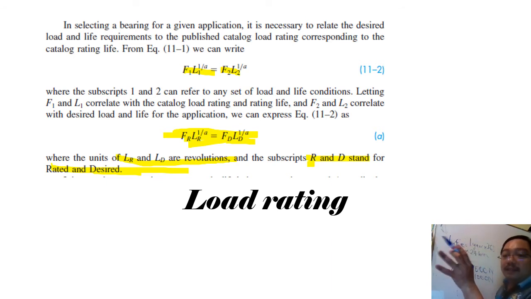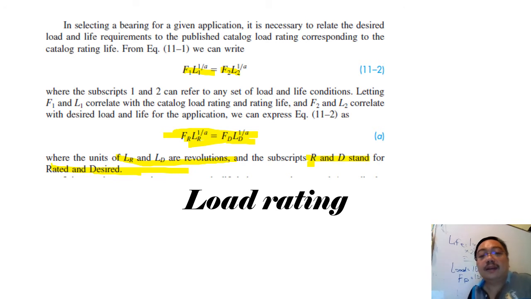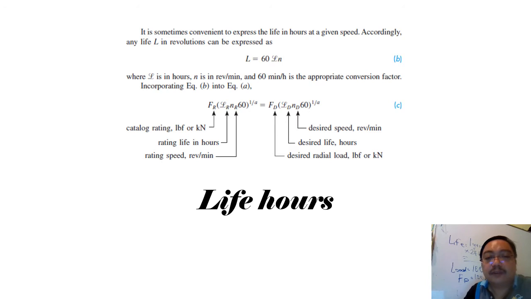This FR is the rated from the catalog, and LR is also rated from the catalog. Then you can get the suitable bearing for your application. This is how you read it. The unit for R is also revolution, and LD is in revolution per hour. So this is life in hours.